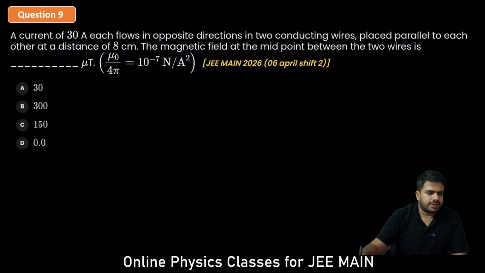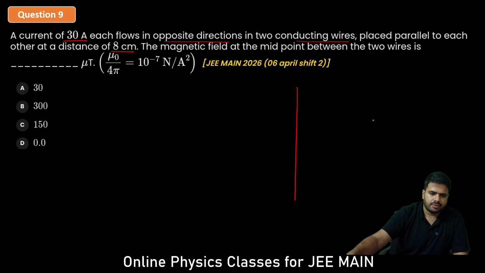Question number 9, here you can see that they have given a current of 30 ampere flowing in the opposite direction in two conducting wires placed parallel to each other at a distance of 8 centimeter. So the magnetic field at the midpoint of the two wires is. Simple one: we have two parallel wires, and in both the wires current is moving in exactly opposite directions. In the question they are asking to find the magnetic field at the center, at this point, and they mentioned that this distance is 8 centimeter.